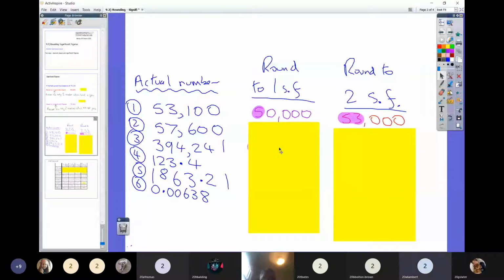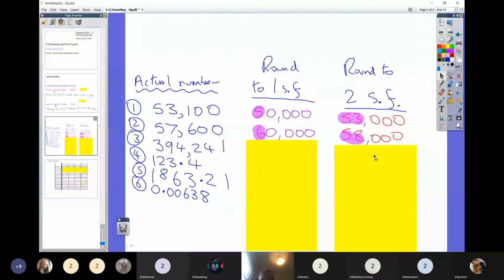57,600 to one significant figure. It's not 50,000, that's going to be 60,000. But again, note how there's just the one digit that is not a 0. And then for two significant figures, we've got the 5 and the 7. Do we round that 7 up? Yes, we do, because of the 6. So that's going to be 58,000.